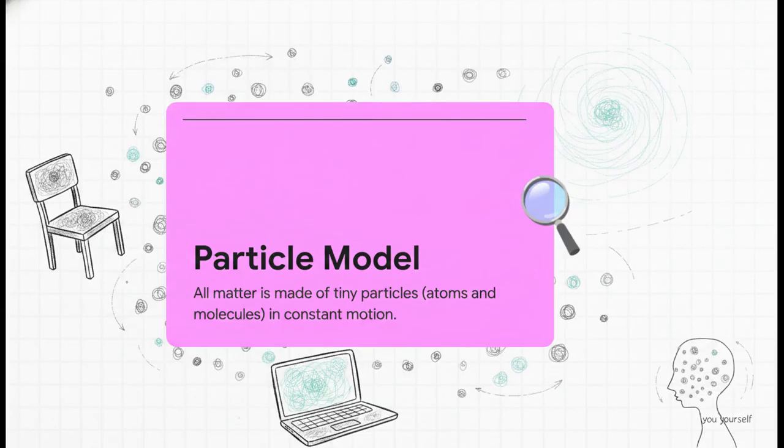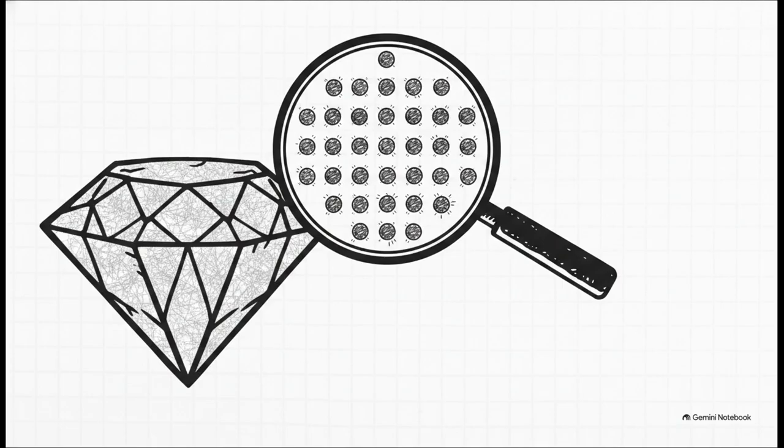To solve that mystery, scientists use what's called the particle model. Basically, this is the scientific concept that all matter is made of tiny particles, specifically atoms and molecules that are in constant motion. So the crucial point here is that absolutely everything around you, the chair you're sitting on, the screen you're looking at, the air you're breathing, even you yourself, is entirely made up of these incredibly tiny atoms and molecules. Building on that, we have what I like to call the golden rules of matter.